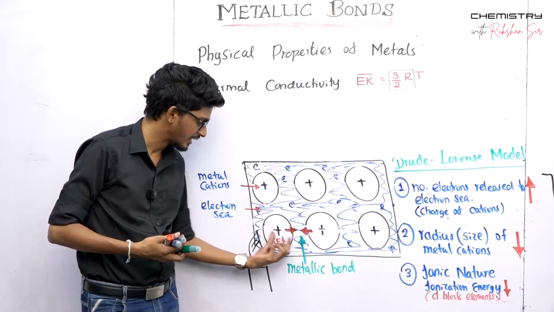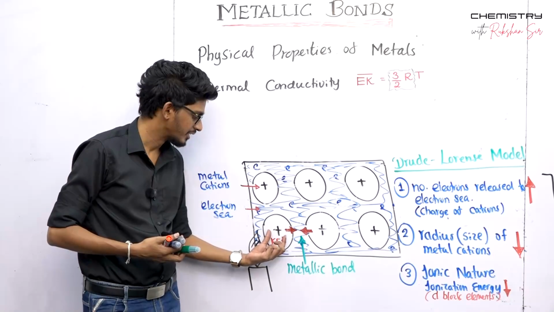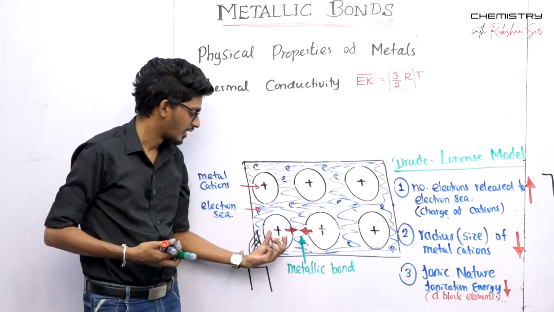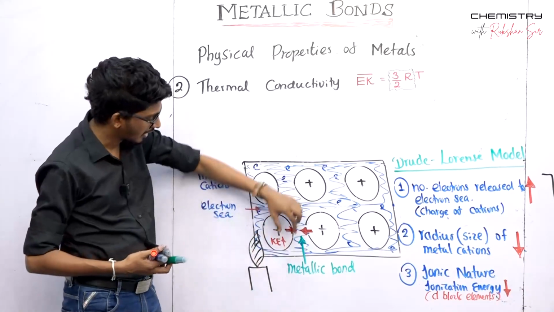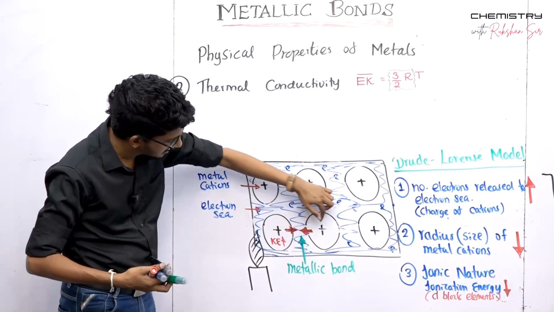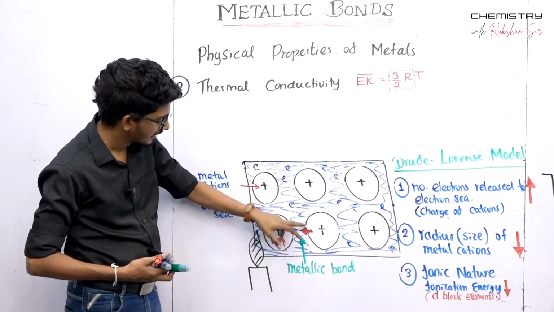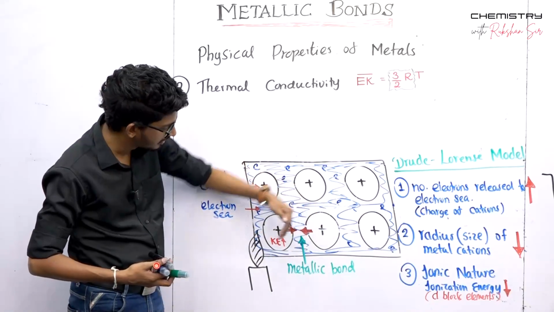That means it will vibrate, right? That is the reason for the increase of the temperature at this point. So when this particle is vibrating, it will collide with the nearest particle. It will collide with the nearest particle because this metallic bonding is a strong bond, so the particles are very closely bound.